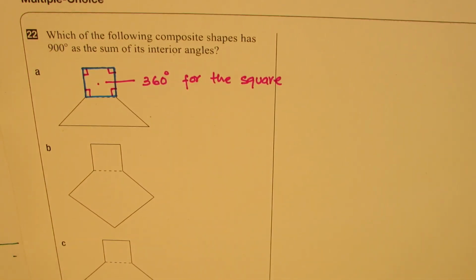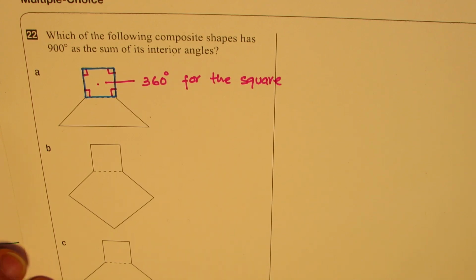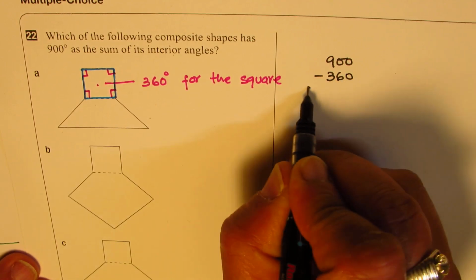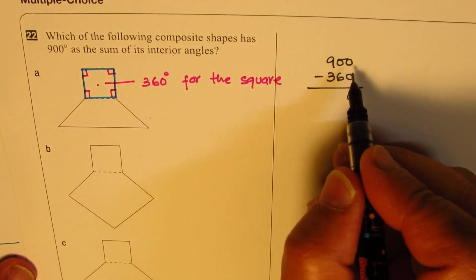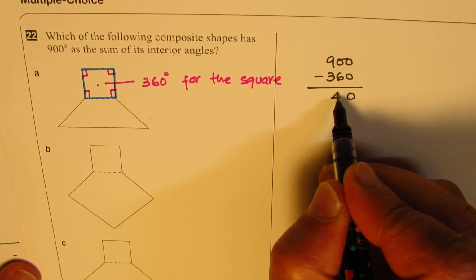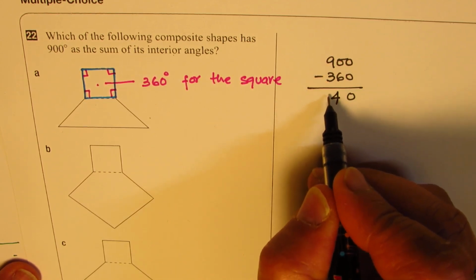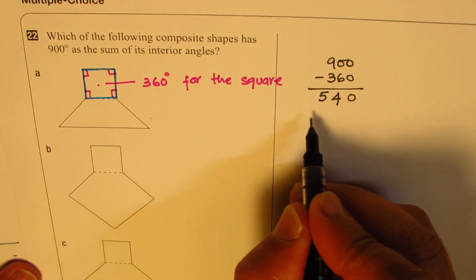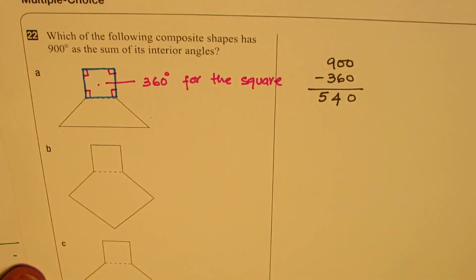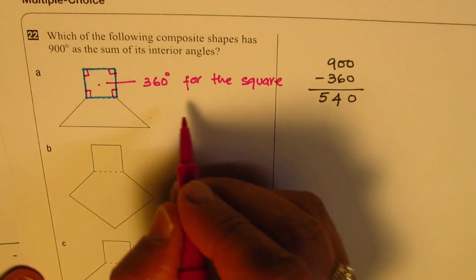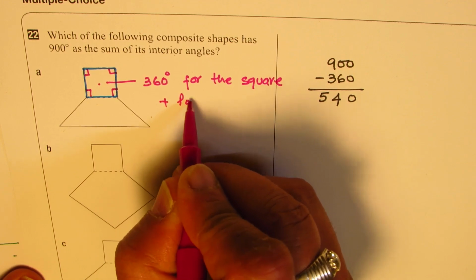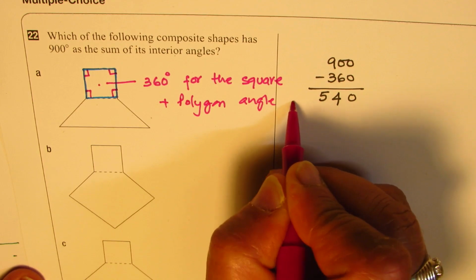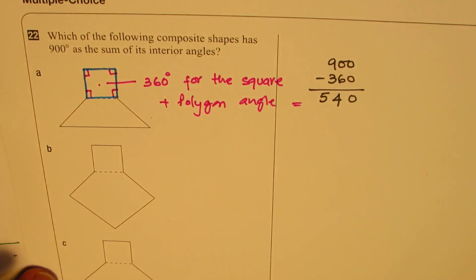Now, what we could do is that from 900 degrees, we can take away 360 degrees. So we are left with, from 10, if you take 6, it will be 4. And from 8, when you take 3, it will be 5. So 540 degrees should be the angle for the polygon, right? So the other polygon, so plus polygon angle should be equal to 540.